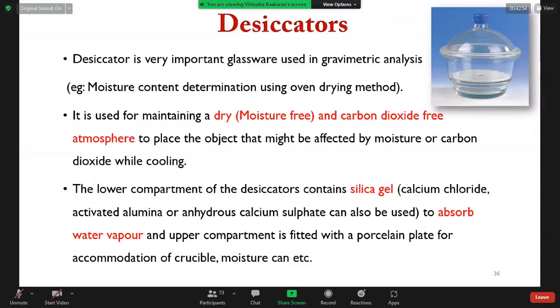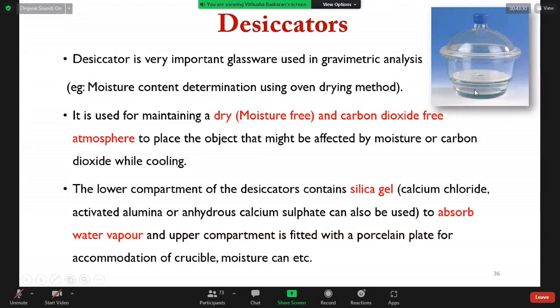Okay, so this desiccator provides or maintains a dry, moisture-free, and carbon dioxide-free atmosphere during the cooling purpose. So this desiccator contains a lower compartment, and also it contains a small plate-like structure. Here, this is the lower compartment. Above this, you can see a plate-like structure with holes, no? So this is a plate-like structure, and above, this is the rim of the lid, and above that, the lid.